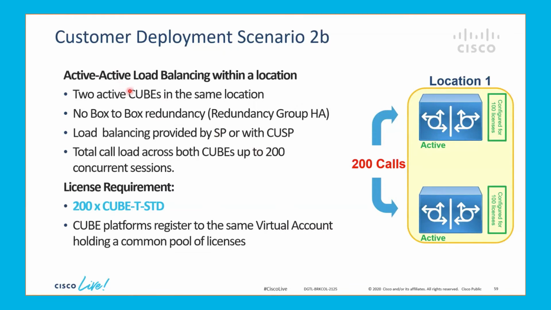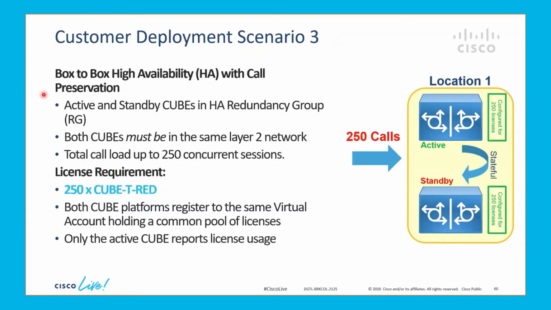Okay, now this is scenario 2B, basically similar to the previous one, but this time both the cubes are in the same location. No CUBE HA, no box-to-box redundancy. In this case, the load balancing is provided by either the service provider or using a CUSP, and the total load expected is 200 calls across both the boxes. They're both in the same location. The licensing required will be 200 T standard, and the CUBE platforms register to the same virtual account holding a common pool of licenses.